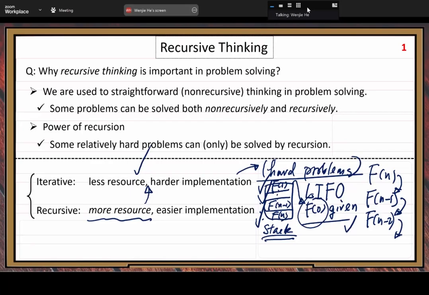Based on this understanding, you can see this stack stays in the computer main memory.